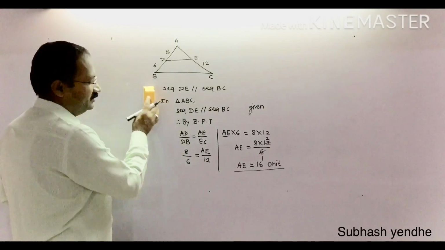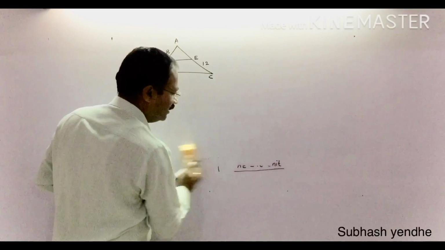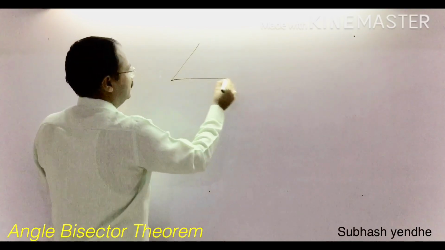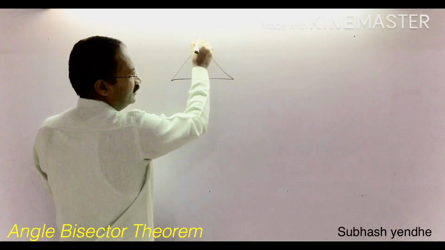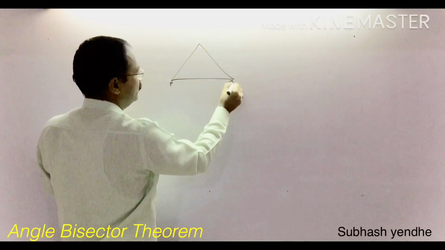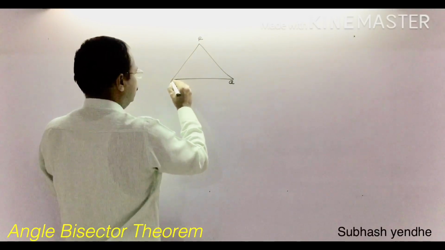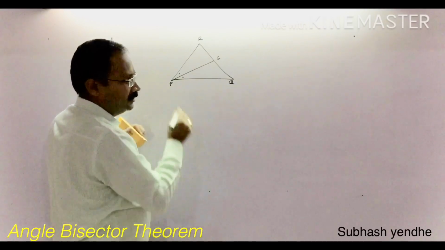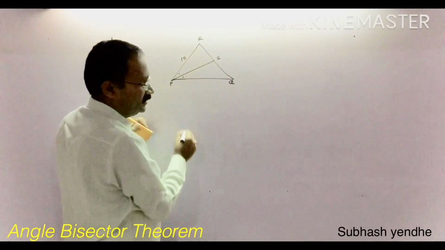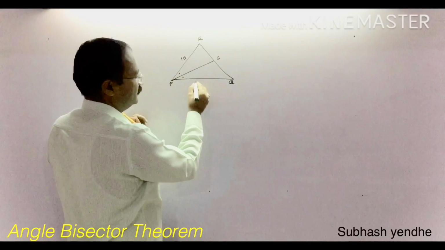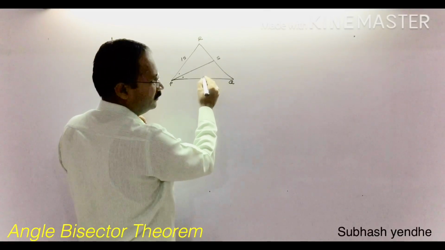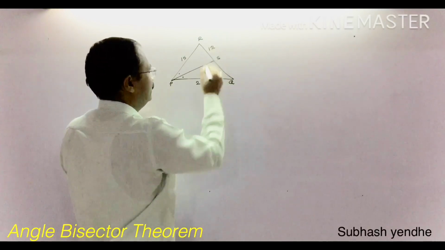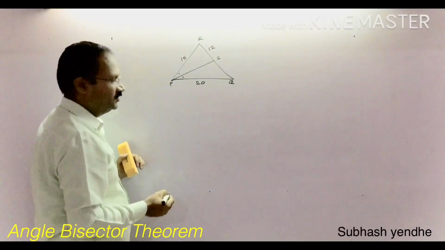Now we are going to see the second sum, which is related to the angle bisector. Now see this triangle. This is triangle PQR. This is the line which is the angle bisector here. PR is given 15, QR is given 20, RS is given 12. You have to find SQ.